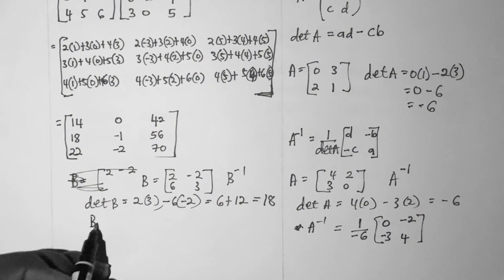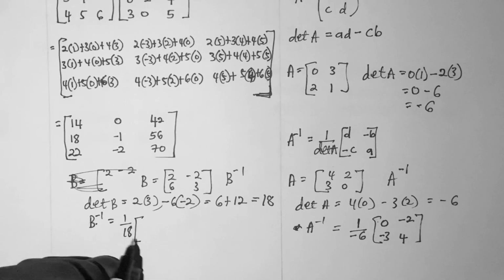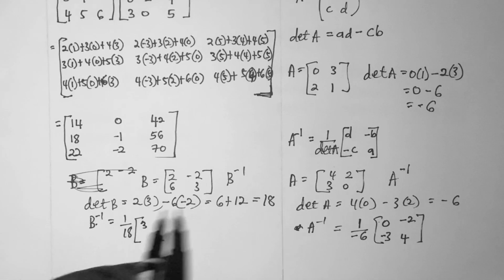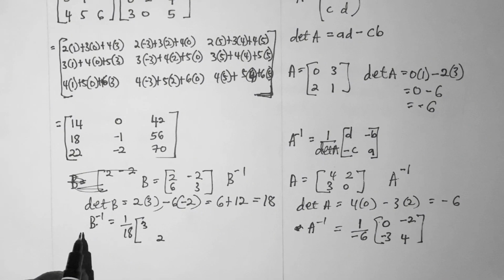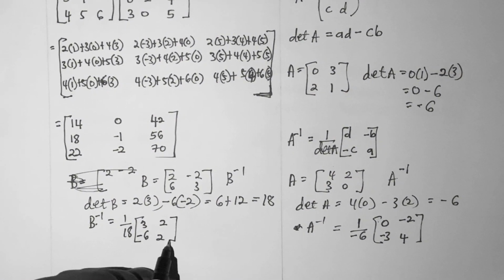So B inverse is equal to 1 over 18 and times, interchange 2 and 3. So here becomes 3 and here becomes 2. And multiply the other diagonal by negative 1. So here becomes 2 and here becomes minus 6.